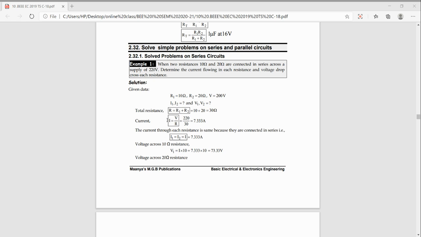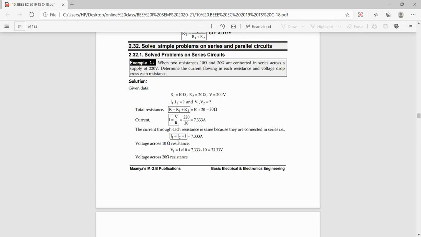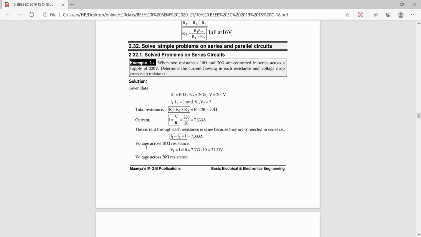Now we can find the total current according to Ohm's law. So I is equal to V by R, which is equal to 220 divided by 30, which is equal to 7.333 amps. So this is the total current. What will be the current I1 and I2? In the series circuit, I1 is equal to I2, which is equal to 7.333 amps.